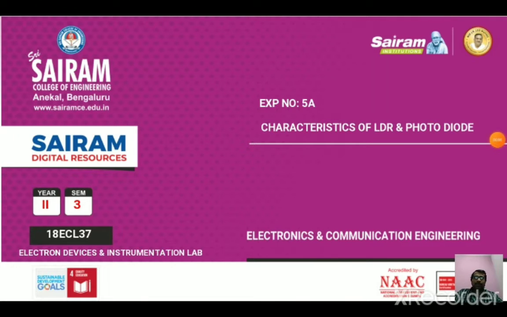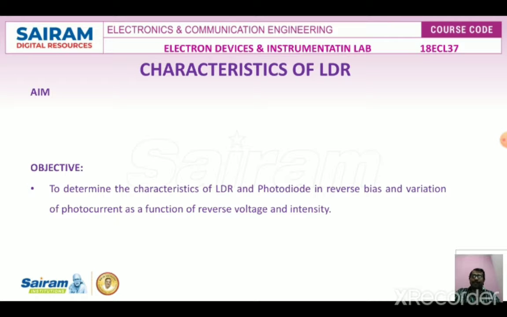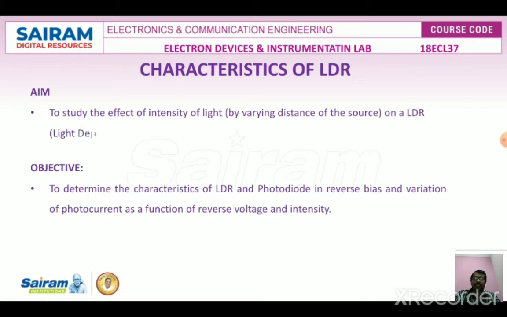Experiment number 1C, clampers. Here we are going to see positive clamping and negative clamping. So what is clamping or a clamper? A clamper is an electronic circuit that changes the DC level of a signal to the desired level without changing the shape of the applied signal.